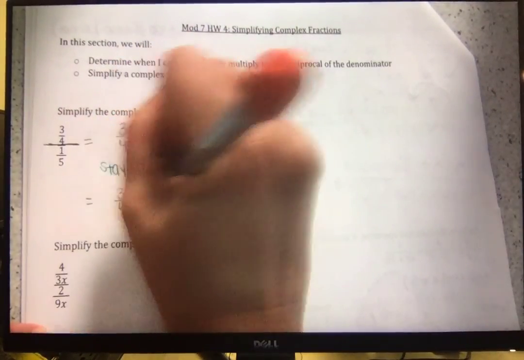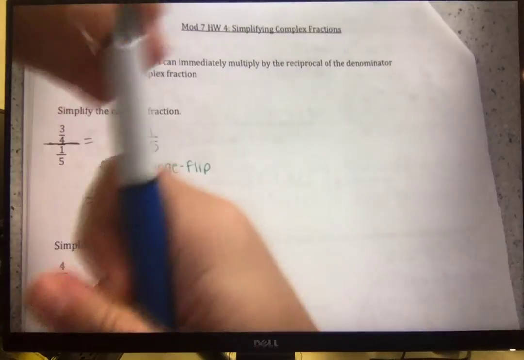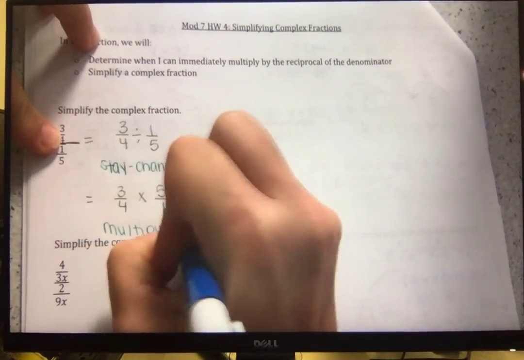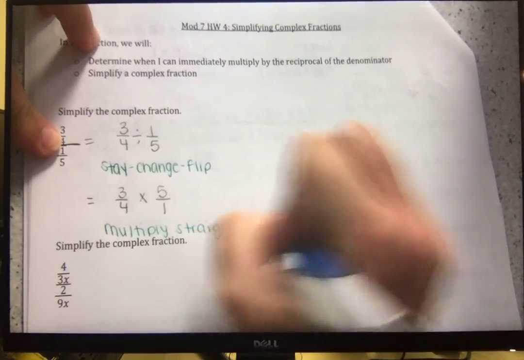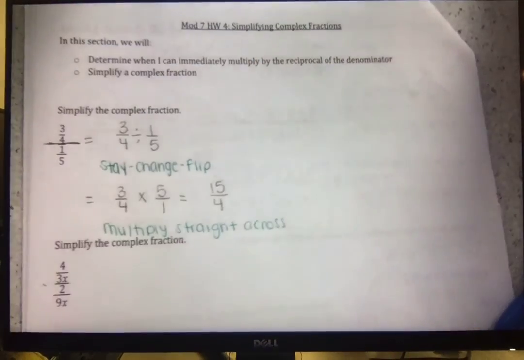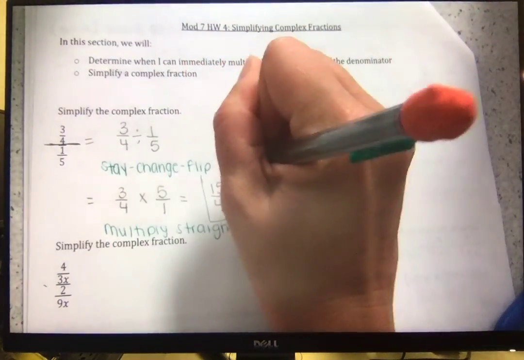So now we're multiplying. So how do we multiply fractions? Straight across. So really, nothing new. Multiplying straight across, 3 times 5 is 15, all over 4 times 1 is 4. Can 15 over 4 be simplified? Are there any factors that 15 and 4 have in common? Negative. Boom goes the dynamite. We're done.